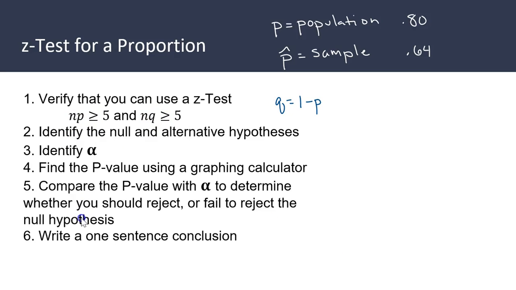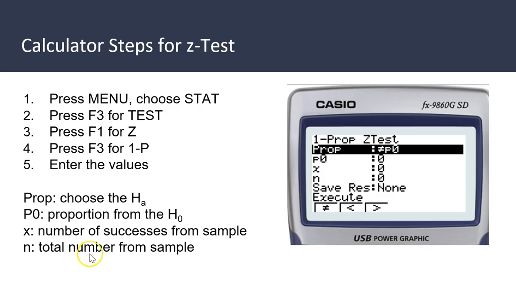So here are the steps. We're going to find the p-value with a graphing calculator, and here are the calculator steps.